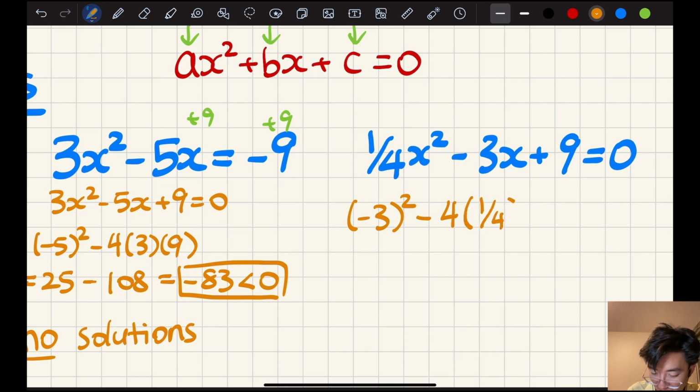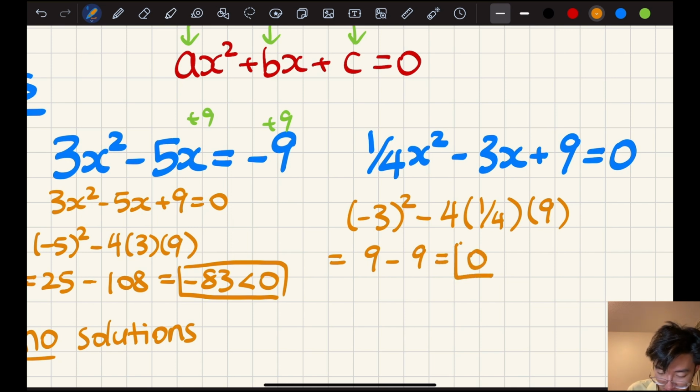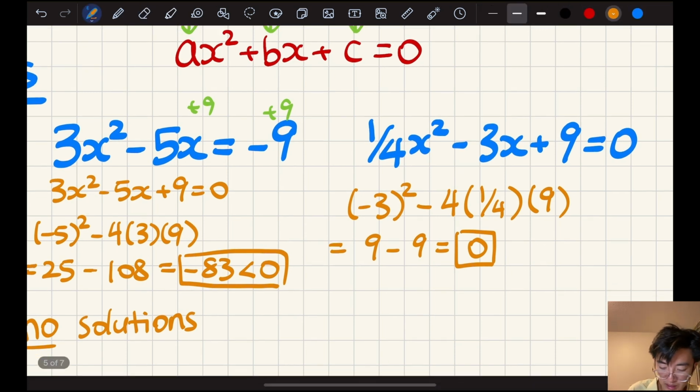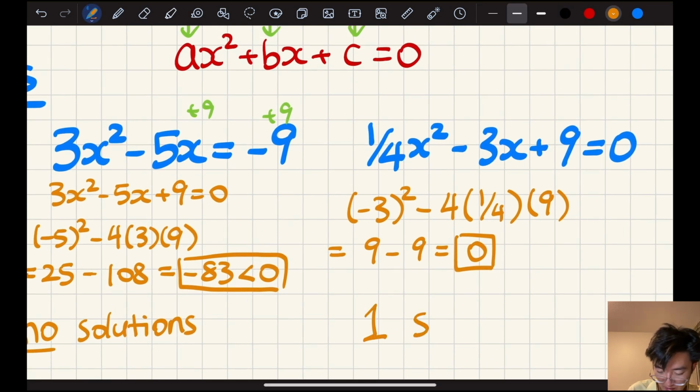Wow, look at that, conveniently cancels out. Times c, which is 9. This will get us negative 3 squared is 9, minus 4 times 1 over 4 is 1. 1 times 9 is 9, which is 9 minus 9, which is 0. Right, well, I guess 0 equals 0, but we already knew that. So from here, because the discriminant equals 0, we know that this quadratic equation has exactly one solution.